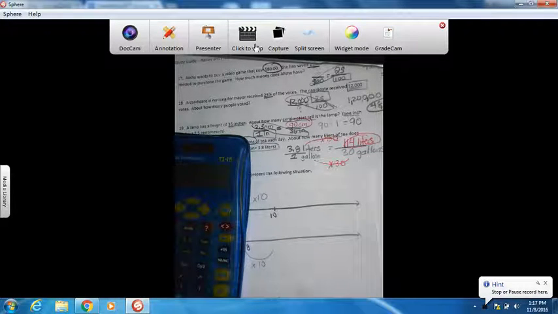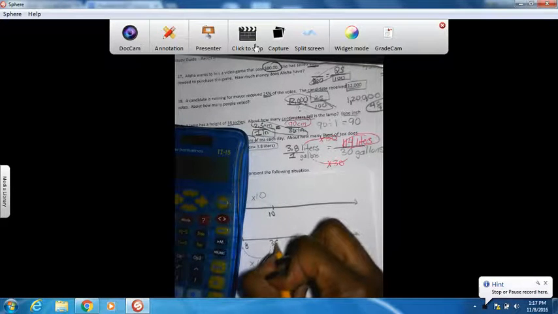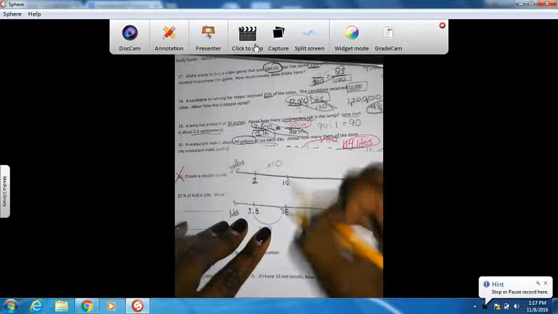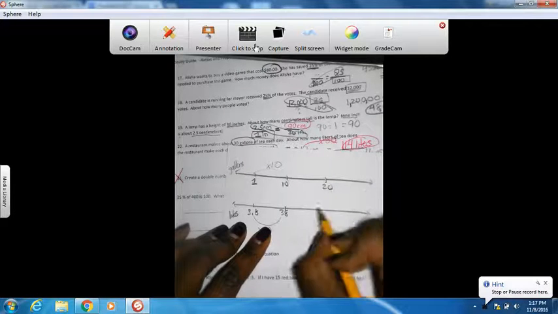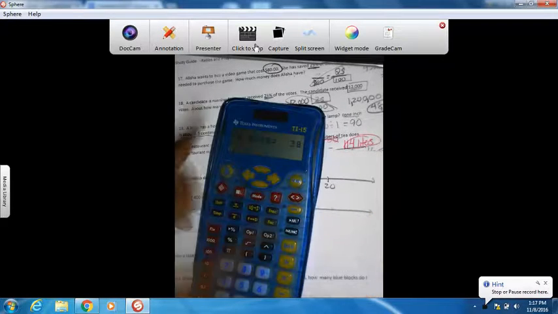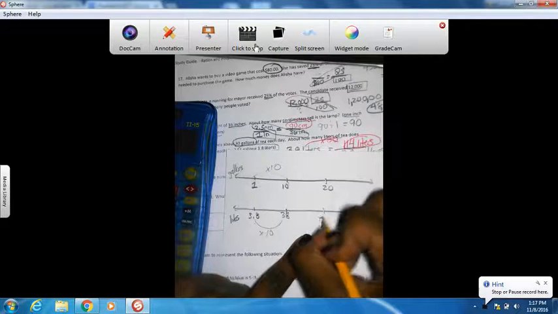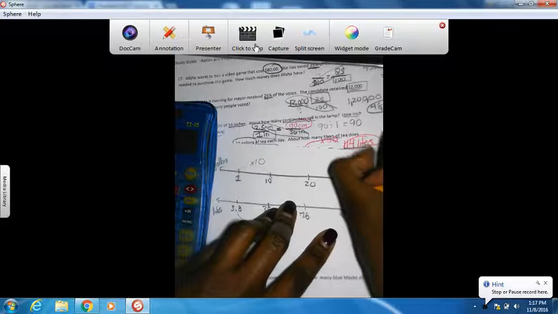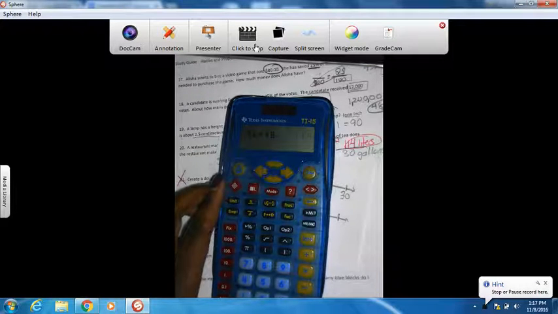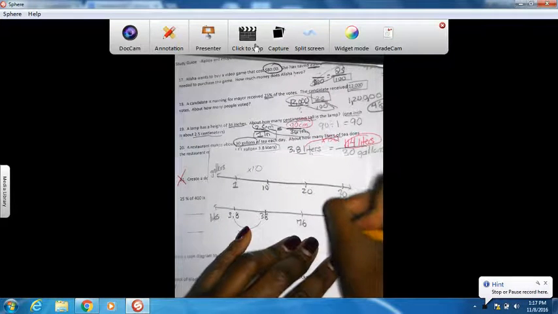3 8/10 times 10 gave us 38. So if I know that 10 is 38, I know that another 10, which would be 20, is going to give me another 38. So let's add another 38, and that gives us 76. I also know that another 10 means I'm going to add another 38. So I'm going to add 38. And that gave us 114.